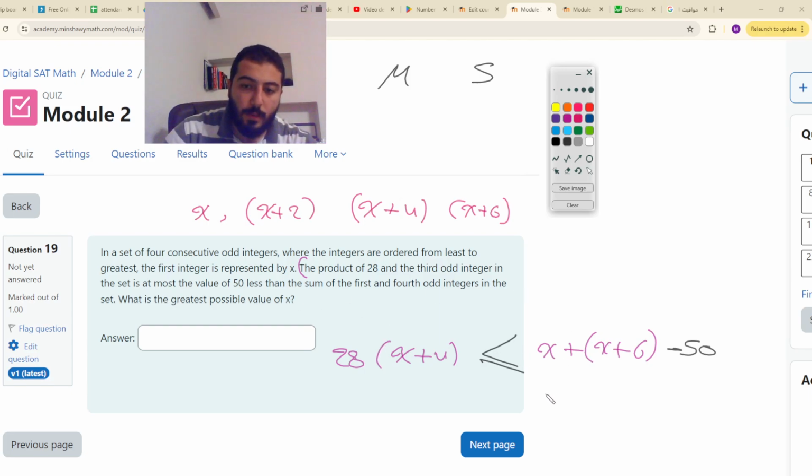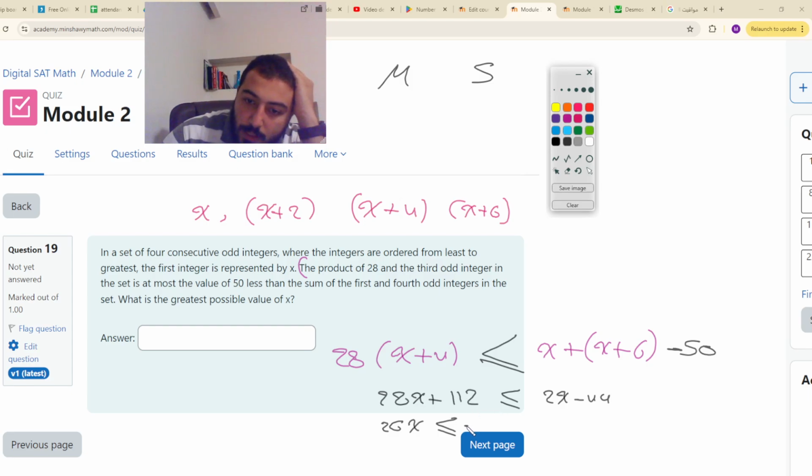Now we can solve this. 2x plus 6 minus 50, that is 2x minus 44, and here 28x plus 28 times 4, 4 times 20, 80, and 4 times 8, 32, that is 112. So let's bring those 2x here with the 28, that is 26x, because they're coming in a negative value, and send this one to the other side, that is negative 124 minus 112, that is negative 156.